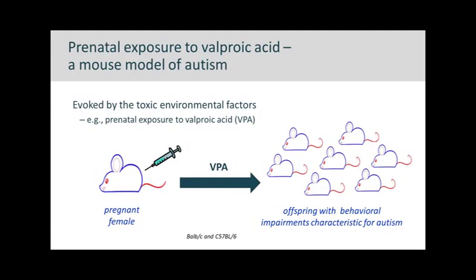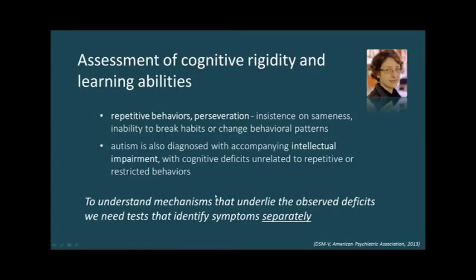So we used in our studies two strains of mice, C57 and BALB/C, that were tested in different behavioral measures. I'm going to show you in a moment. So we focused on tests that could assess cognitive rigidity and learning abilities at the same time. Repetitive behaviors or perseveration means insistence on sameness, inability to break habits or change behavioral patterns.